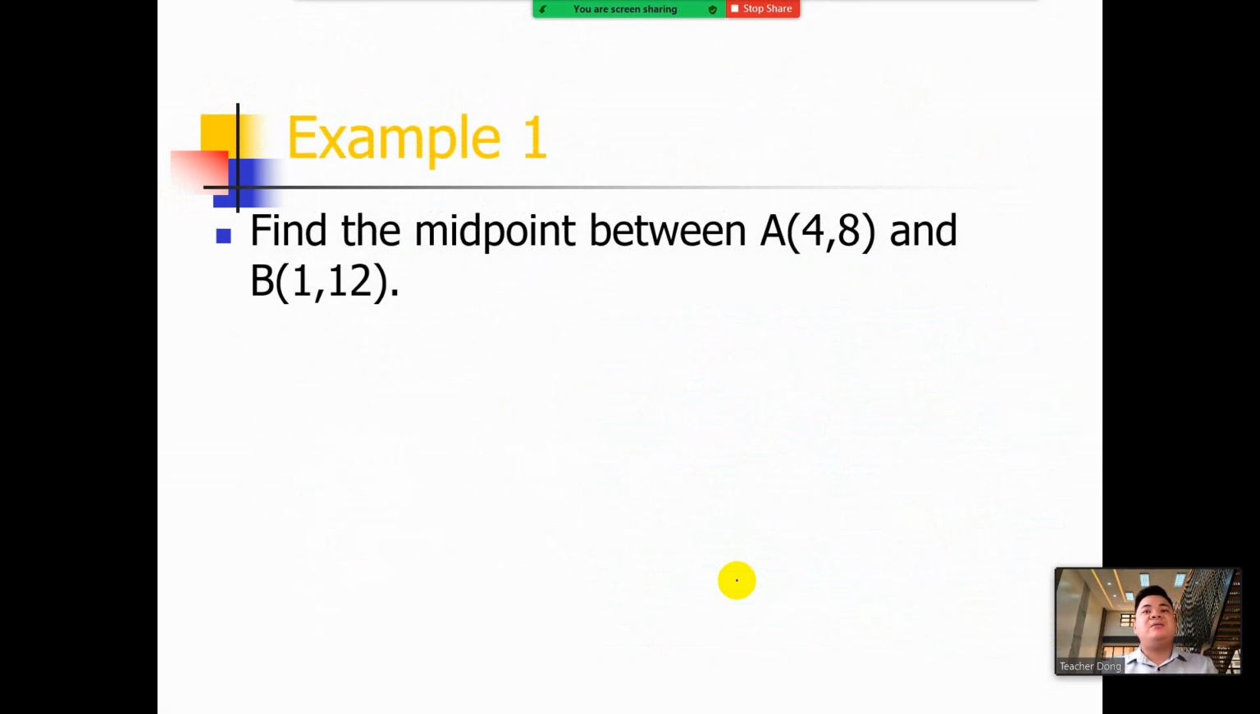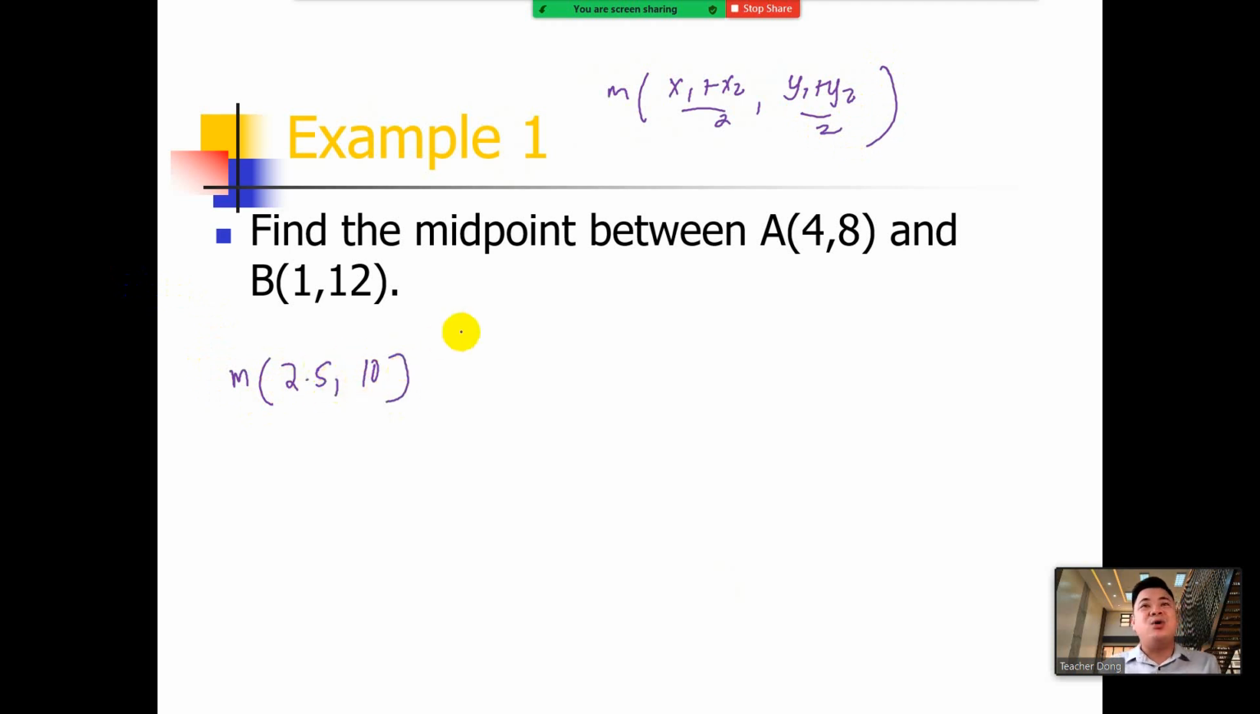Now, let's have the first example after the activity. Find the midpoint between point A (4, 8) and point B (1, 12). Now, I would like you to do this. Use the formula x sub 1 plus x sub 2 over 2, and y sub 1 plus y sub 2 over 2. I'll be waiting for your answer. What is the midpoint? Okay, very good. The midpoint is (2.5, 10). Thank you so much for those who can follow. For those who are not, and are already using your calculator, please make sure that you are entering the right values in your calculators.